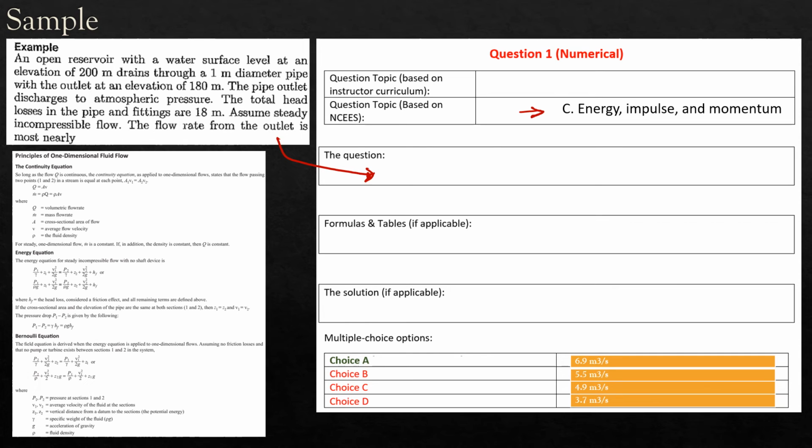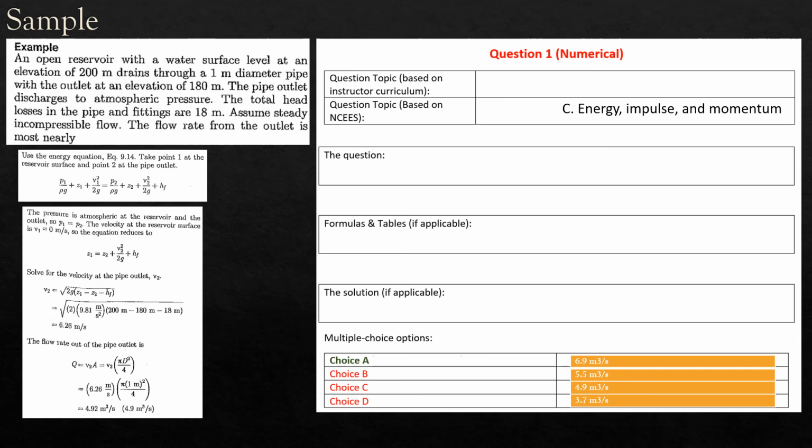The total head loss in the pipe and the fittings are given. So head losses are given, and the question is asking you to find the volumetric flow rate for this particular case. The question will appear in this box. The related theory and the formula will be given to you, and it will appear here. The choices will be given again in the multiple choice box.